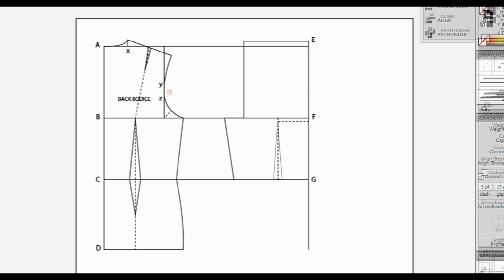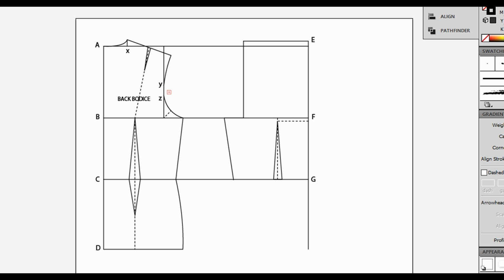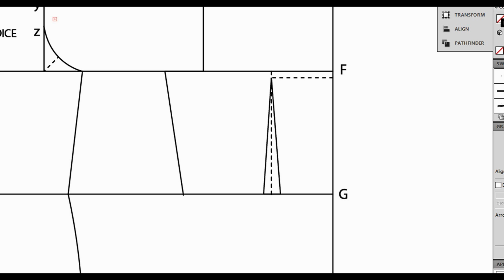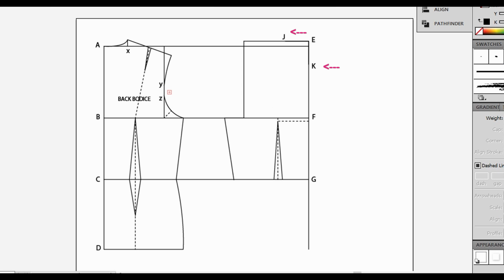After that, draw the 2.5 cm front dart. The dart tip ends at the lower line from F. Finish with those steps. Mark points J and K 7 cm from E. Connect them. Pull a line and name another line L.